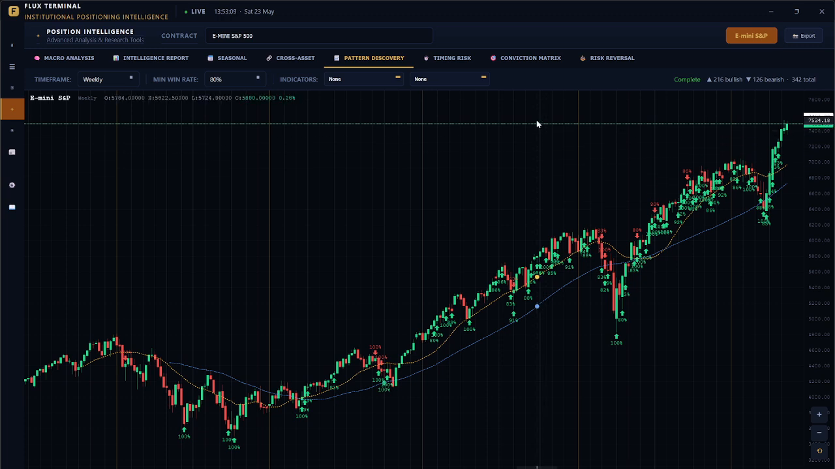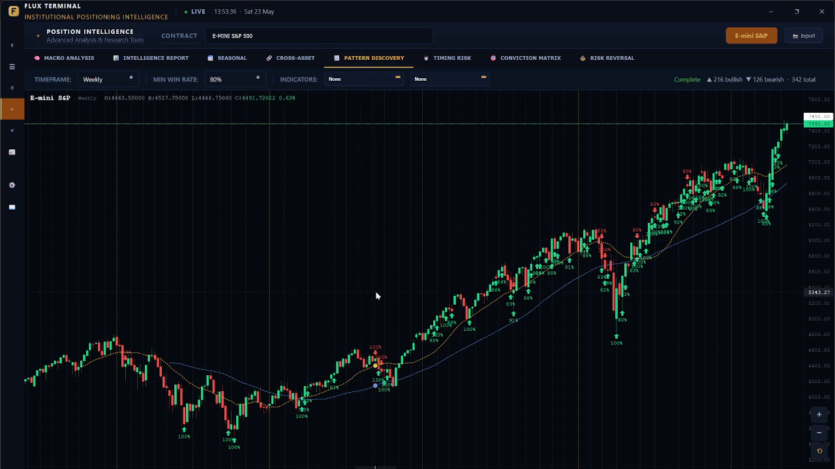It's time for the most interesting section in the terminal, which is a really great tool to look at when it comes to trading, either long term or weekly, on a weekly bias. So, which is the pattern discovery section.